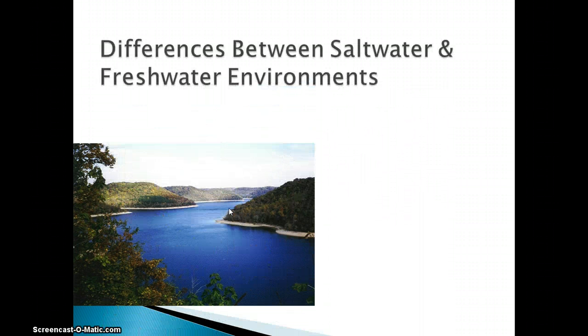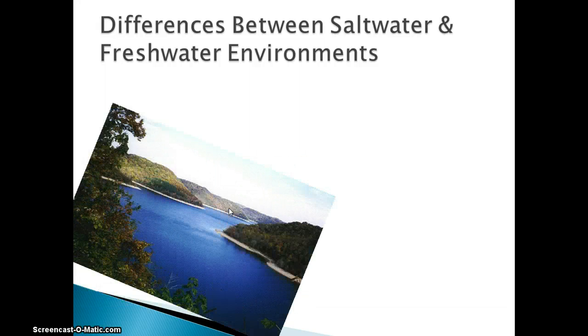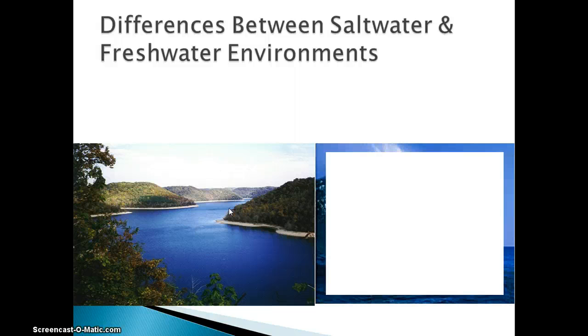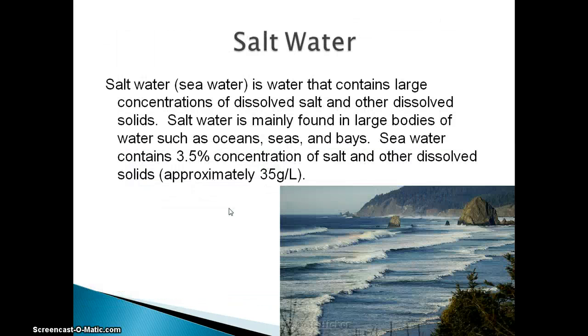Okay, so the difference between saltwater and freshwater environments is that saltwater environments contain seawater, which contains a concentration of dissolved salts and solids, and freshwater also contains these but has less. Saltwater is water that contains a large concentration of dissolved salt and other dissolved solids. Seawater has approximately 35 grams, or 1.2 ounces, of salts per liter.